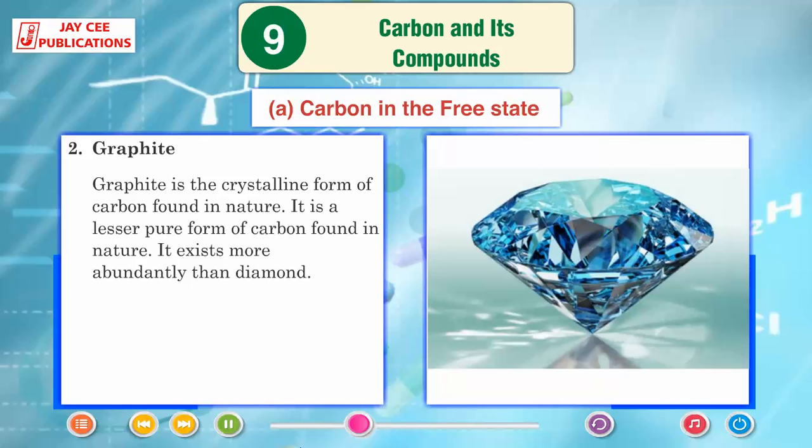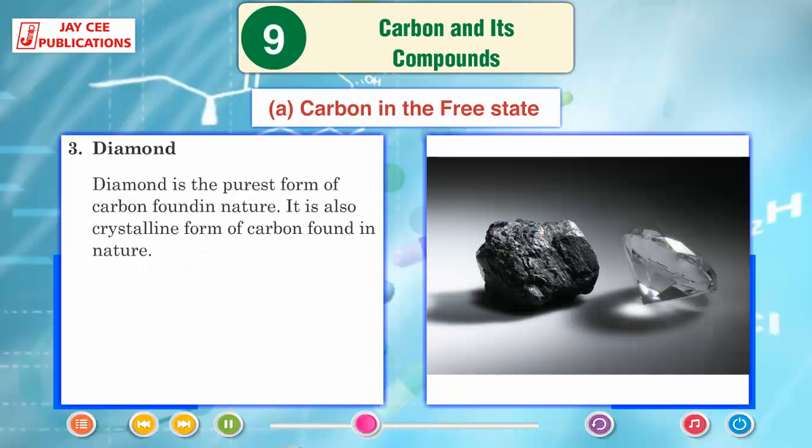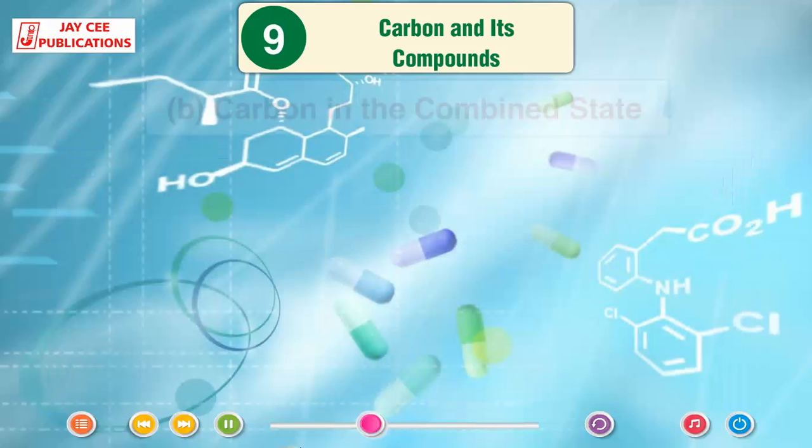Graphite. Graphite is the crystalline form of carbon found in nature. It is a lesser pure form of carbon found in nature. It exists more abundantly than diamond. Diamond is the purest form of carbon found in nature. It is also a crystalline form of carbon found in nature.